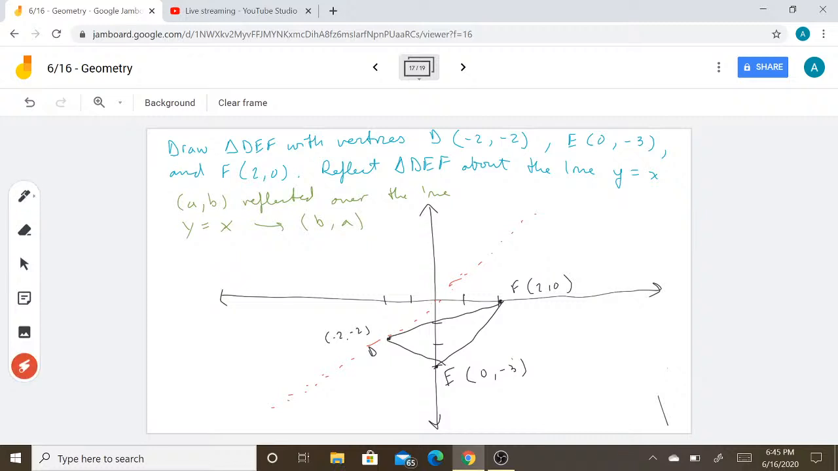So these coordinates D, E, and F, to reflect it over this line, you're just going to swap the x and y coordinates. So for this point D, both coordinates are -2, so it won't really affect it during the reflection, so the point will stay the same. Point E would become -3, 0 because we're swapping the coordinates. So -3, 0 would be right over here. And then finally, the F coordinate, 2, 0, would become 0, 2, right over here. So the mirrored image, or the reflection, would be this. Pretty simple.